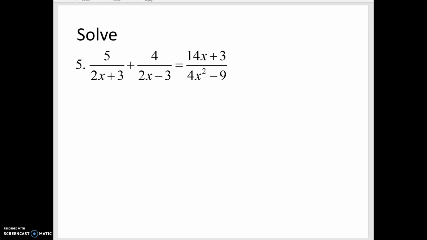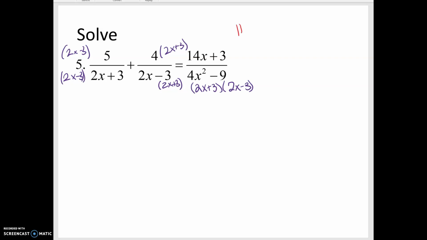Okay, number 5. First thing I'm looking at is my denominators. It looks like I do need to factor one of my denominators over here. This is going to become 2x plus 3 and 2x minus 3. So that's going to help me figure out what my least common denominator is. Okay, it looks like this first fraction is missing the 2x minus 3 top and bottom. And the second fraction is missing the 2x plus 3 top and bottom. Okay, remember least common denominator, we want all the denominators to be the same.